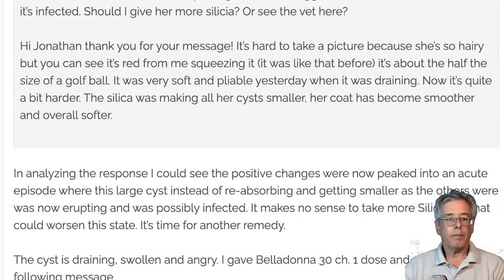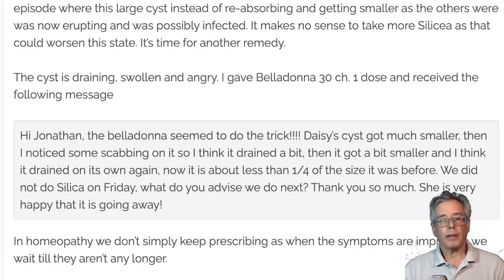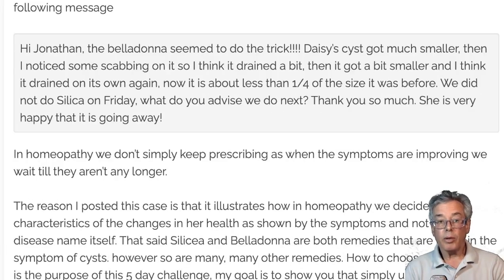Hi, Jonathan. The belladonna seemed to do the trick. Daisy's cyst got much smaller. Then I noticed some scabbing on it, so I think it drained a bit. Then it got a bit smaller, and I think it drained on its own again. Now it's about less than a quarter of the size it was originally. We did not do silica on Friday. What do you advise we do next? Thank you so much. She's very happy that it's going away.